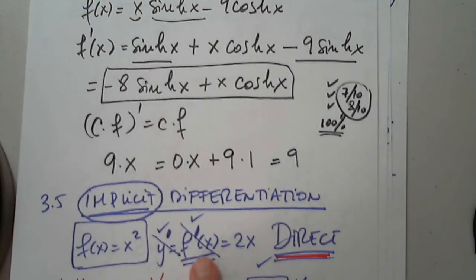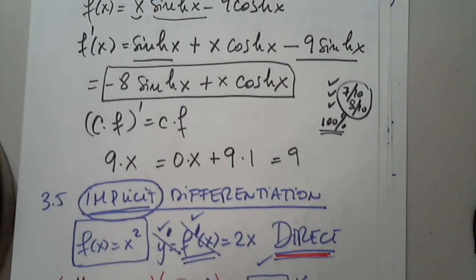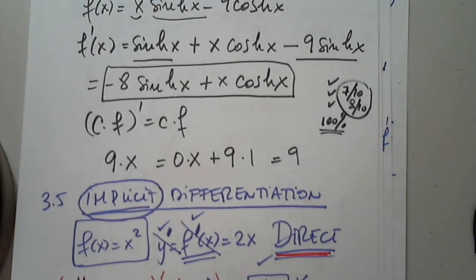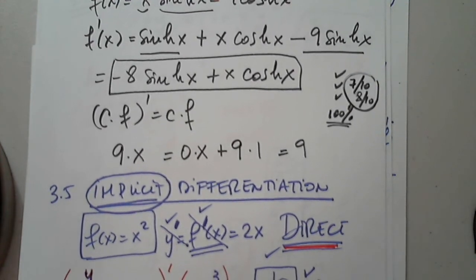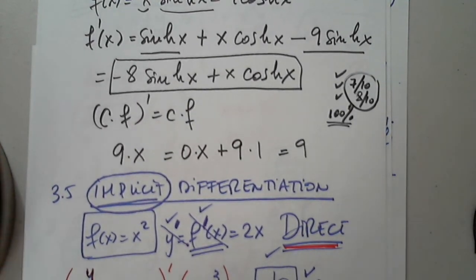Y prime, f prime, or dy over dx, all these three mean the same thing. So you just have to differentiate the left side of the equation, then the right side of the equation, both sides. Then we put them equal to each other. You differentiate both sides, and you're looking for this variable to solve the equation for.